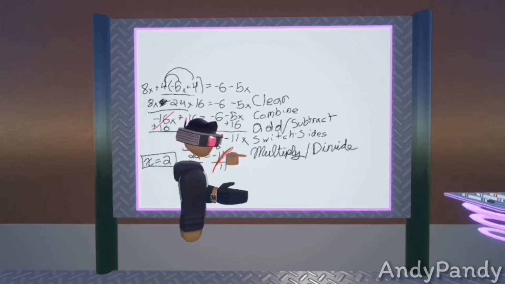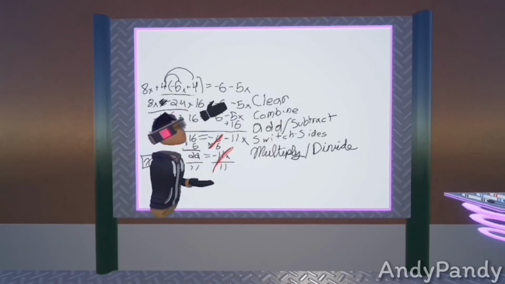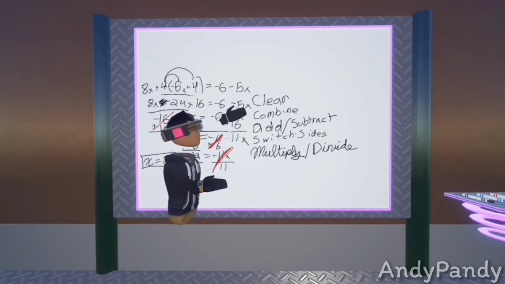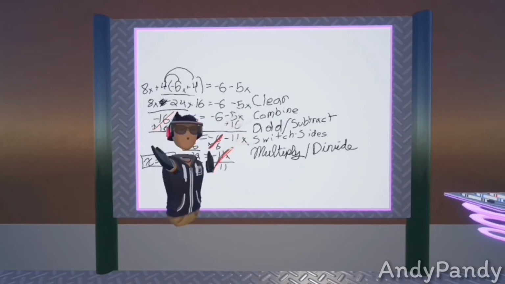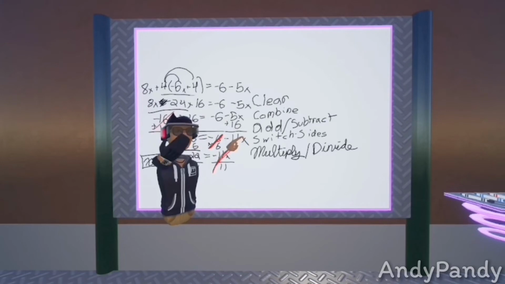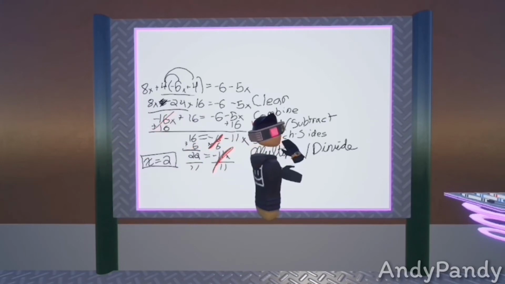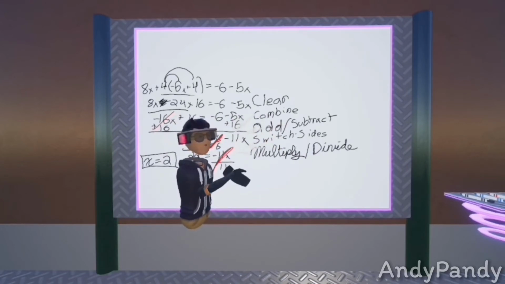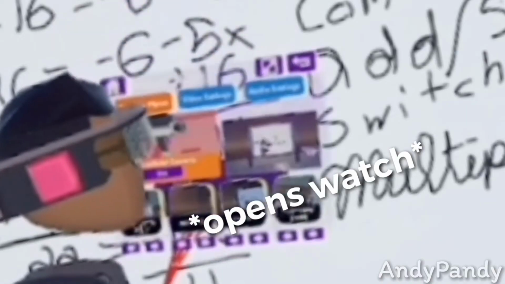Wrote the last step in cursive because I was tired of writing in script. So let's go through the process. First, we cleared all the parentheses at the beginning of the question using the distributive property. Then we combined the like terms within each side of the equal sign. And then we add and subtract to get the terms of variables on each side of the equal sign. And then we add and subtract the constant terms to get them on the other side of the equal sign, or in this case, switch sides. And then we multiply or divide to isolate the variable or get the answer. So clear, combine, add or subtract, switch sides, and multiply or divide.